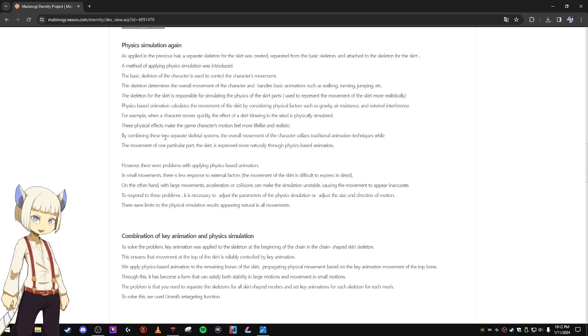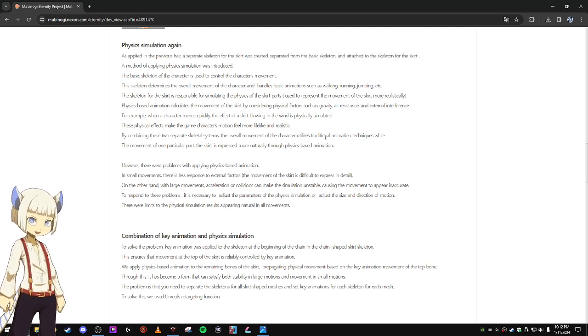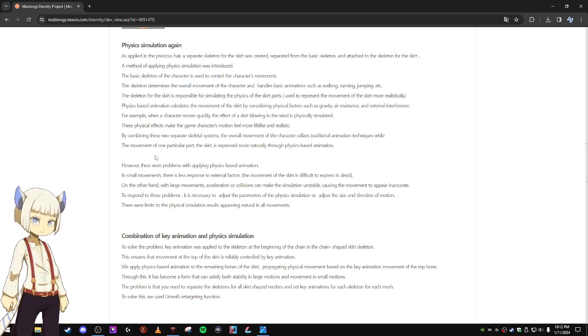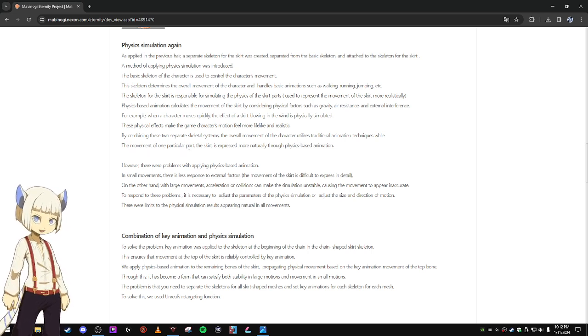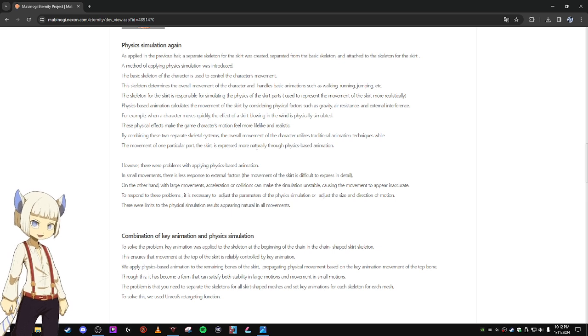By combining these two separate skeletal systems, the overall movement of the character utilizes traditional animation techniques, while the movement of one particular part, the skirt, is expressed more naturally through physics-based form.